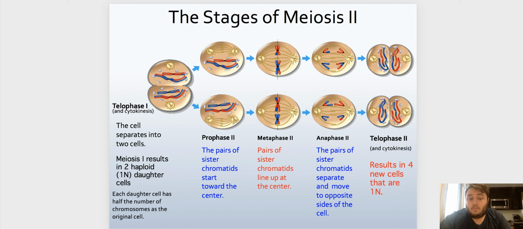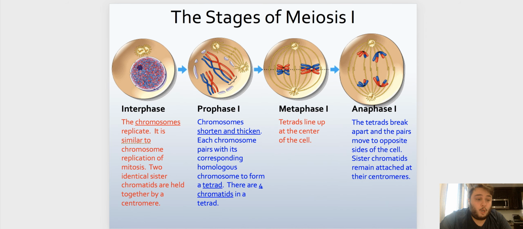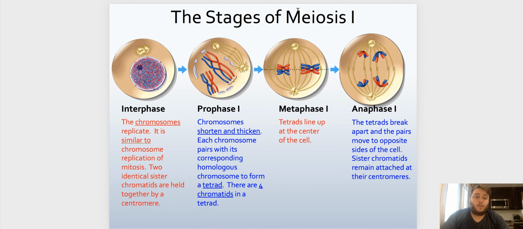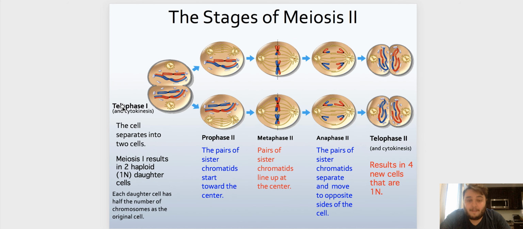Meiosis 2 involves telophase 1, right? So technically this is still part of meiosis 1. We just couldn't fit it on this slide here. So technically, I'm going to say that again, telophase 1 is part of meiosis 1. So just like in mitosis, you have interphase, prophase, metaphase, anaphase, telophase. The same is true for meiosis.